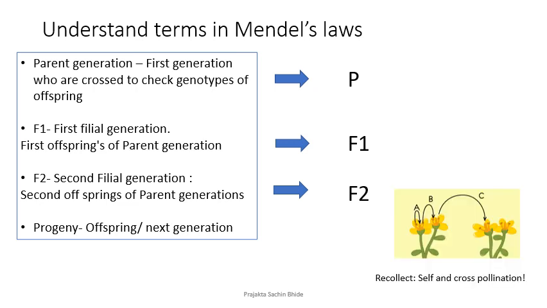Look at the picture carefully and recollect what is self-pollination and what is cross-pollination, because we will need them when we study Mendel's laws. So A to A, B to B, or A to C. Look at the diagram and tell me which one is self-pollination and which one is cross-pollination.